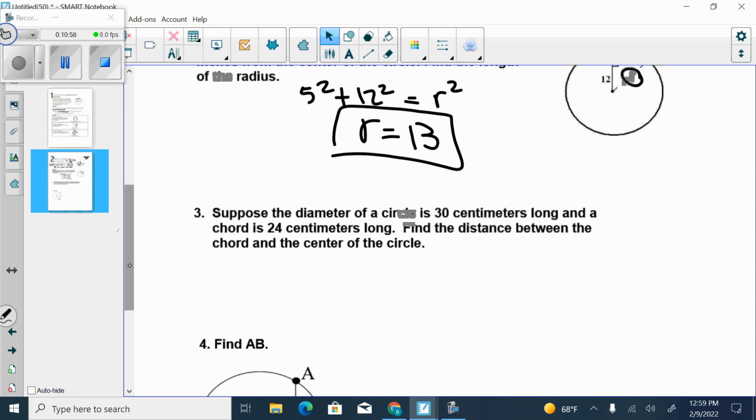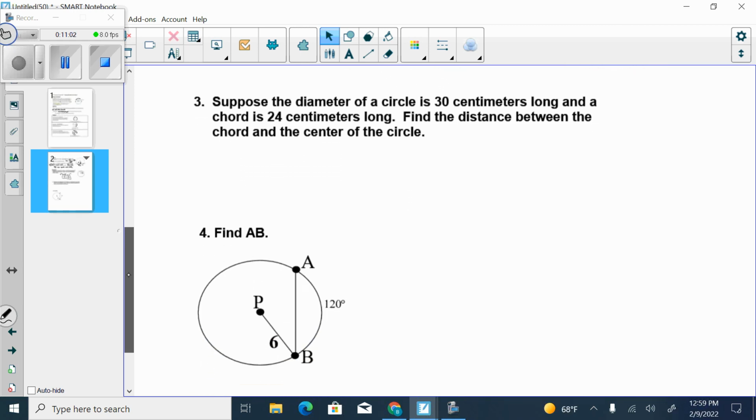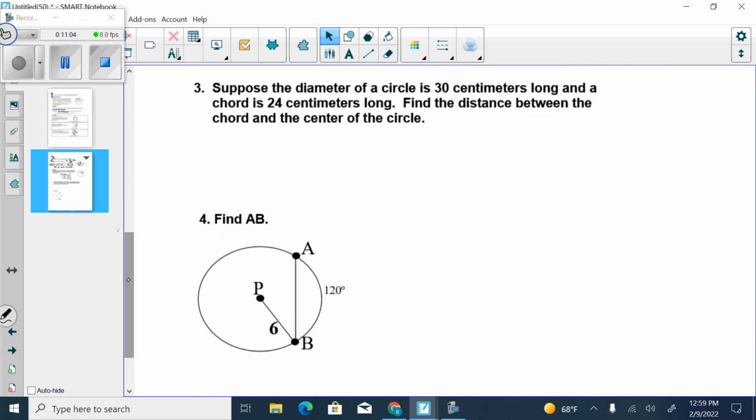Okay, this next one says, suppose the diameter of a circle is 30 centimeters long and a chord is 24 centimeters long. Find the distance between the chord and the center of the circle. So on this one, they didn't draw a picture for us, so we're going to have to draw our own circle. Okay, and there's my center.